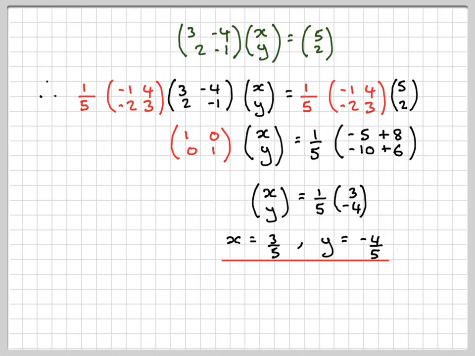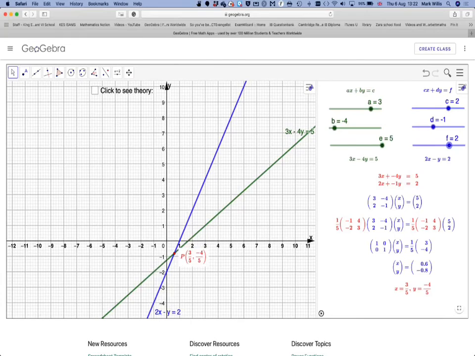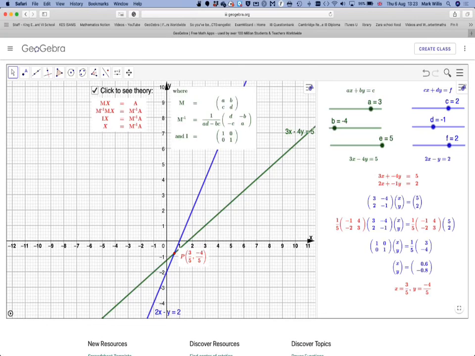Now, we can look at this geometrically using this GeoGebra applet, which I'll put in the notes of the video. Here we can see the meeting point, 3 over 5, minus 4 over 5. And you can obtain the equations by moving the sliders, and here we have the working out. If you were to click on this, you'll get the theory that I mentioned before. Okay, the interesting thing is a matrix multiplied by its inverse will always give the identity matrix.